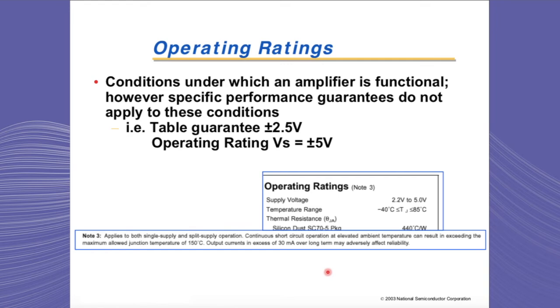Next is operating ratings of the amplifier. These are conditions under which the amplifier is functional. However, specific performance guarantees do not apply to these conditions. An example could be an op-amp for which the guaranteed table specifications are when there is plus or minus 2.5 volts supply, but the operating rating of the amplifier exceeds these values.